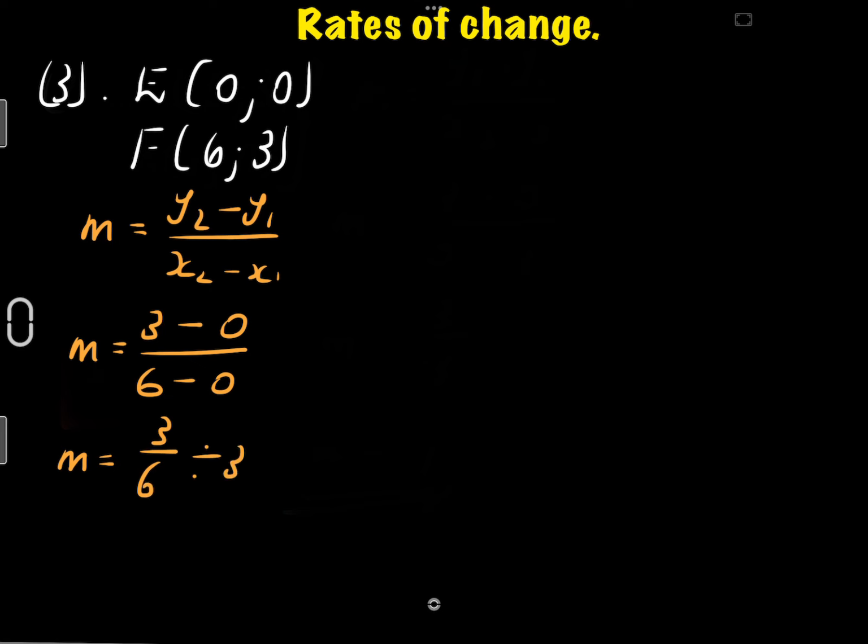So we look for a number that can enter into both numerator and denominator without leaving any remainder. 3 into 3 enters once, and 3 into 6 enters twice. So our gradient this time is 1 over 2. Let's look at another example. I'm going to look at a couple of them today.